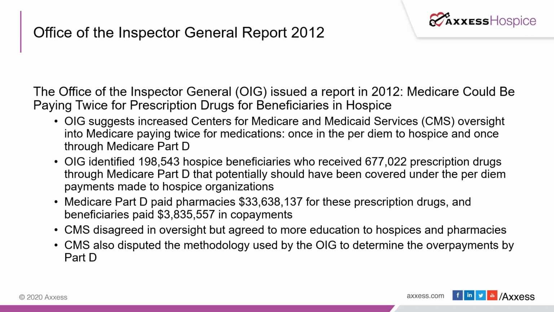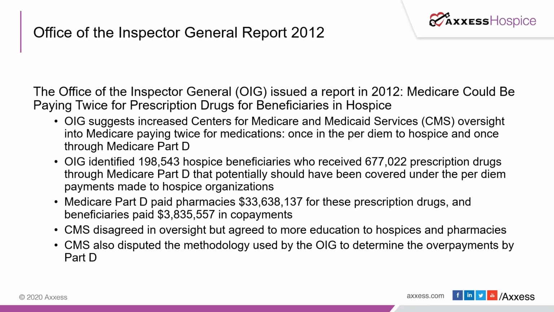And the OIG identified almost 200,000 beneficiaries who received almost 700,000 drugs through Medicare Part D that potentially should have been covered under the per diem payments. The payments for those were almost $34 million, and the beneficiaries paid almost $4 million in co-payments.